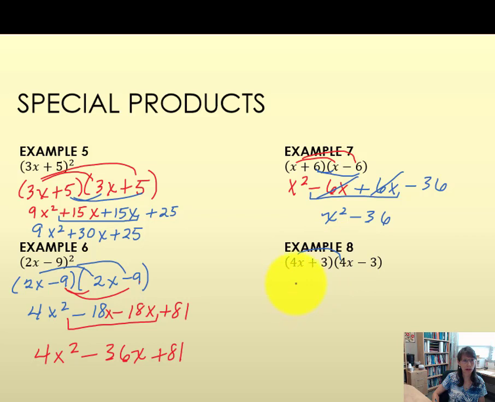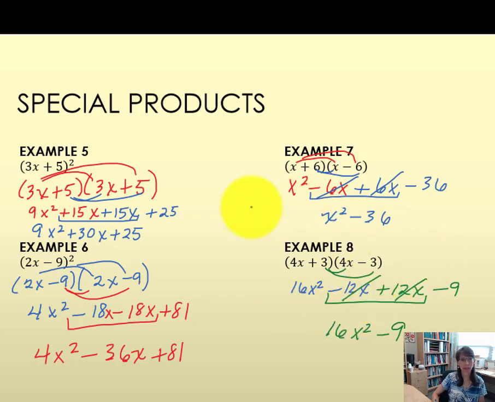So 4x times 4x is 16x squared. 4x times minus 3 is minus 12x. Distributing 3, I have positive 12x and minus 9. So again, you might have predicted that these terms in the middle are opposite of each other, therefore eliminating. We're left with 16x squared minus 9. And both of these terms are perfect squares, so we have another difference of squares. We'll be working with some of these special products in later lessons, so I hope you'll recognize them later on.